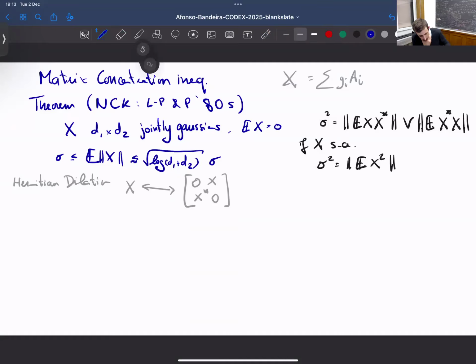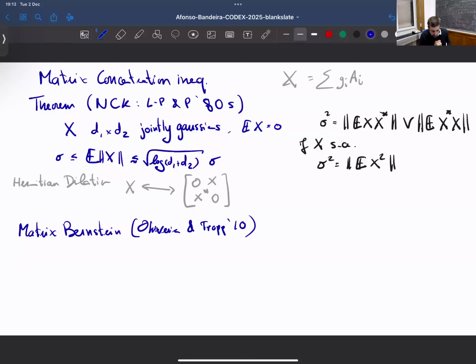Okay, so just two more pieces of housekeeping. One is an inequality that maybe many of you have used, matrix Bernstein. It's also something of this style. This is due to Oliveira and Tropp, and Joel has a wonderful monograph describing many of these inequalities.